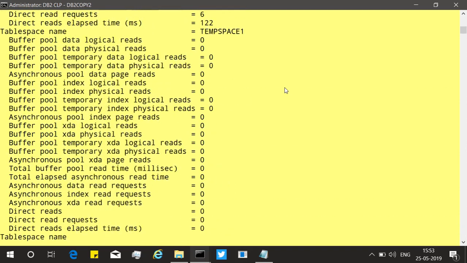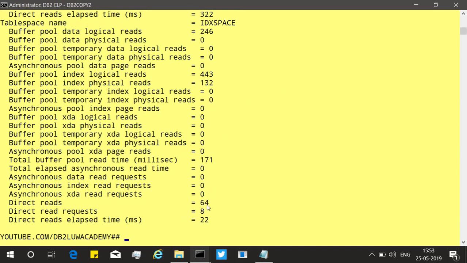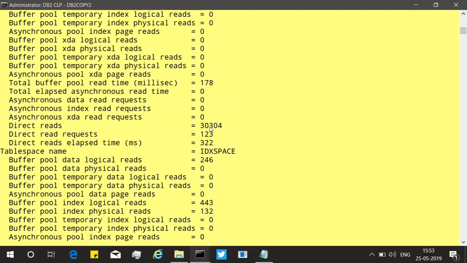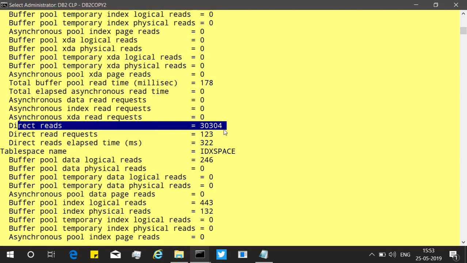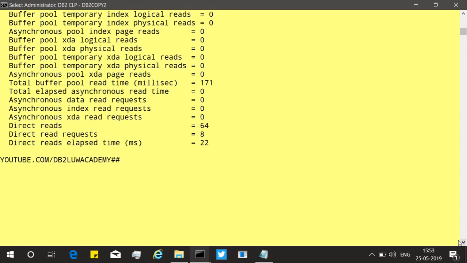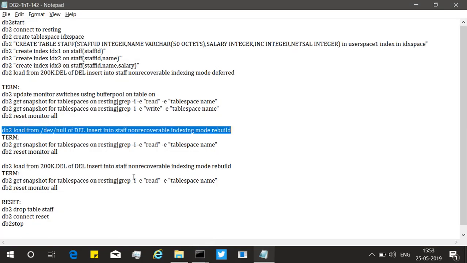And look at the reads. Direct reads are very few, only 64 on the index table space. But look at that, 30,000 on the data table space. It's the same number as the writes that happened on the data table space. The same number of reads are happening during the rebuild phase via direct reads. It's not using buffer pools. This is what I'm saying. Why is it not using the buffer pools for the read activity? That is the question.